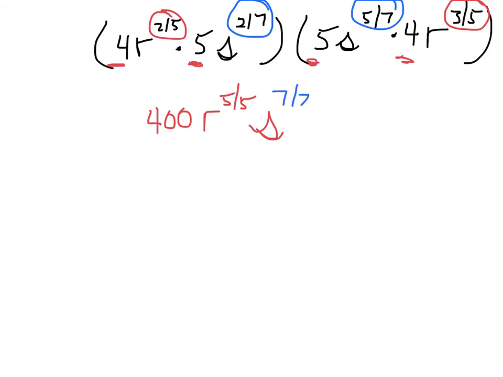Reducing the exponents, we have 400 r to the 5 divided by 5 is just 1, so it's just r, and 7 divided by 7 is 1, so s. So the final answer here is just 400 rs.